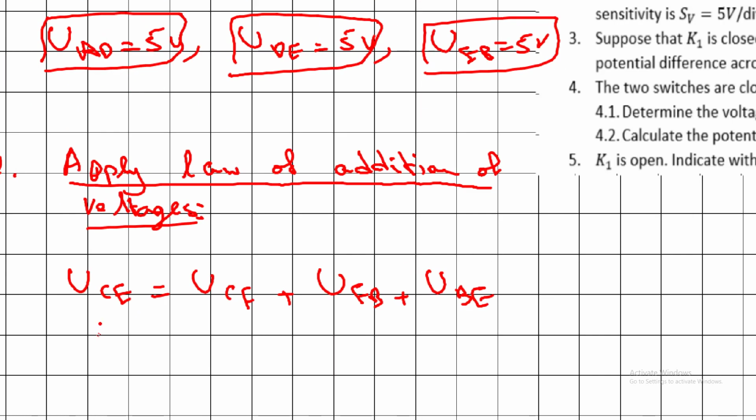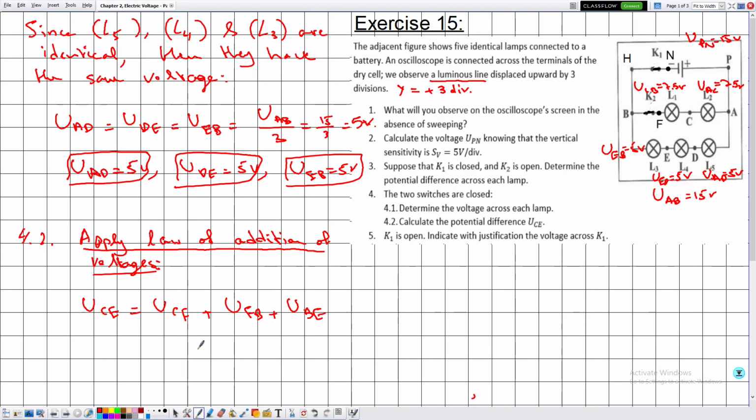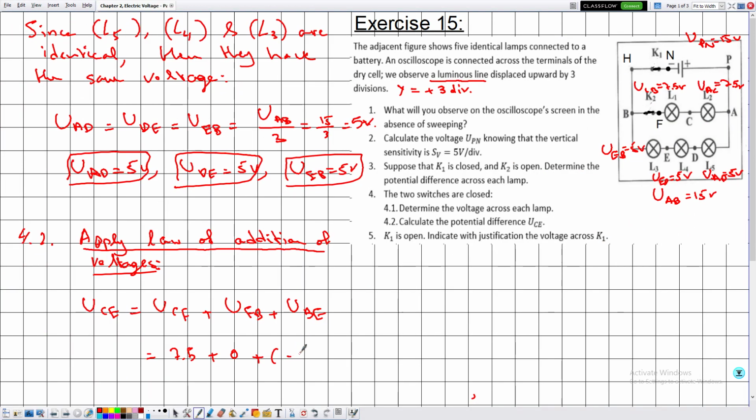So notice that I have started with the same point, ended with the same point, and each letter that I have inserted, I have inserted twice. So now the value of UCF is given by 7.5, UFB is equal to 0 as justified previously, and UBE, if UEB is 5 then UBE is minus 5, then this is given by 2.5 volts. Then in this case UCE is equal to 2.5 volts.